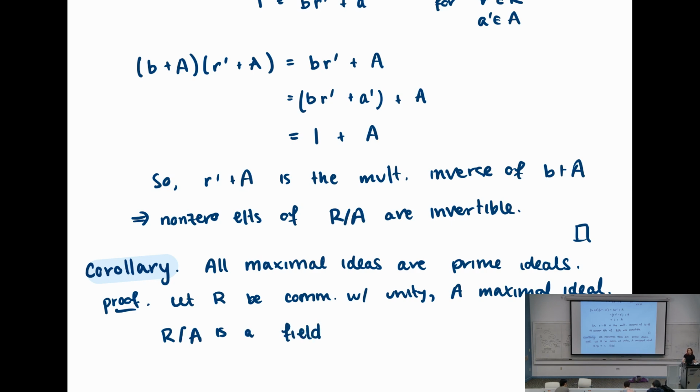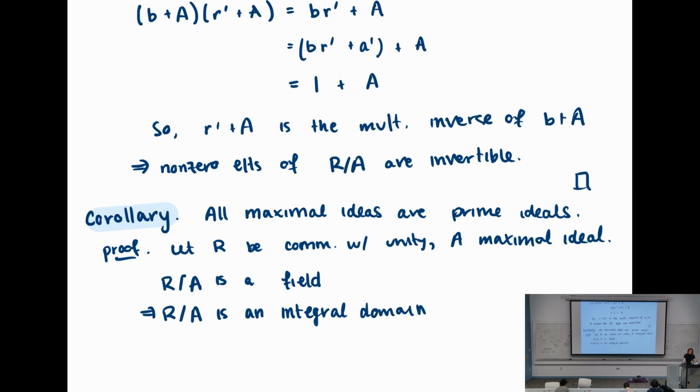And previously in the lecture, we showed that fields are integral domains. And then last time we showed that if R mod A is an integral domain, then A is prime. Okay, is it good? Are there questions?